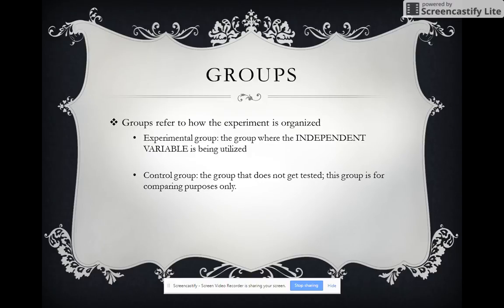Now for your groups. Groups refer to how the experiment is organized. The experimental group versus control group. The experimental group says what it is. It is a group where you're actually doing the experiment on. Here, we either have a group of eggs with different temperatures or the group of eggs with the same temperature we always use. The experimental group is going to be the group that has the different temperatures of water.